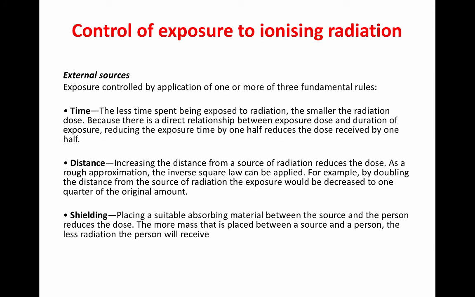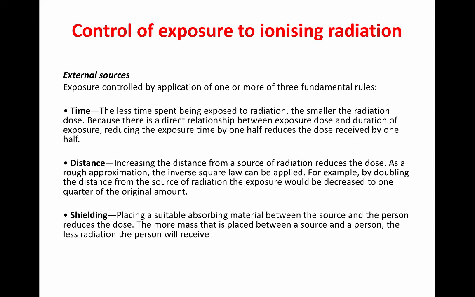The practical control of radiation dose is dependent upon whether it poses an internal or external exposure, dose, and hazard. Exposures to external radiation can be controlled by the application of one or more of 3 fundamental rules, and these are really important. These are time: the less time spent being exposed to radiation, the smaller the dose. There is a direct relationship between exposure dose and duration of exposure. Reducing exposure time by 1/2 reduces the dose received by 1/2. And these are really important understandings in this area.